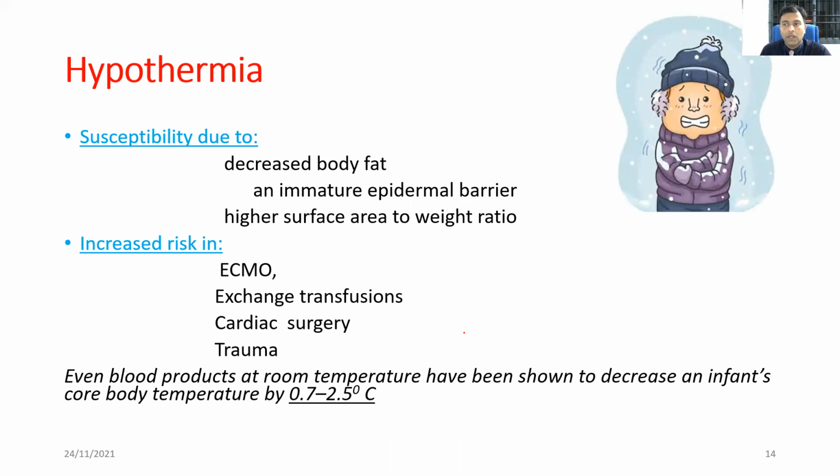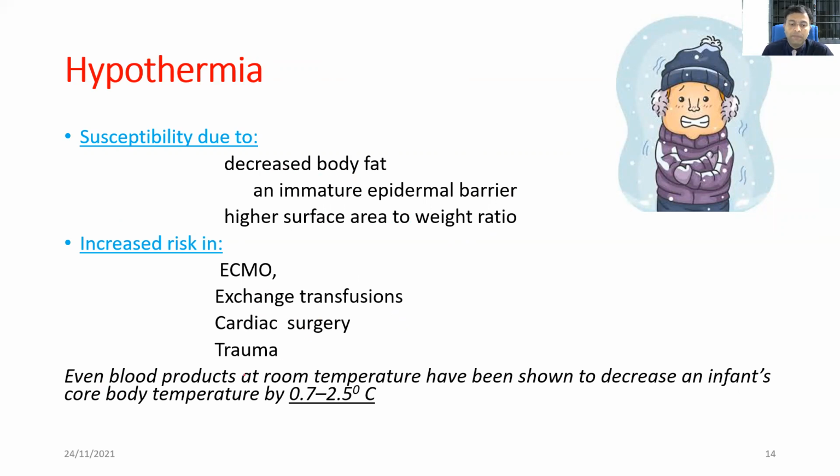Hypothermia is a very common transfusion reaction that can be noticed in pediatric patients and infants. The susceptibility in them is due to decreased body fat, an immature epidermal barrier, and higher surface area to weight ratio. Who are the people at risk? The infants on ECMO, undergoing exchange transfusion or cardiac surgery or trauma.